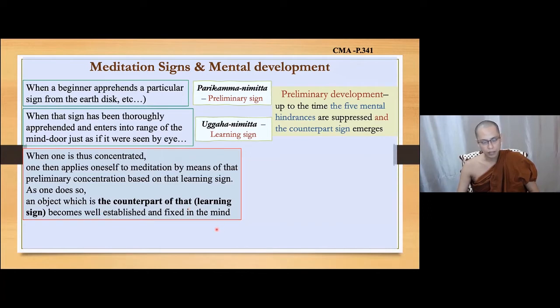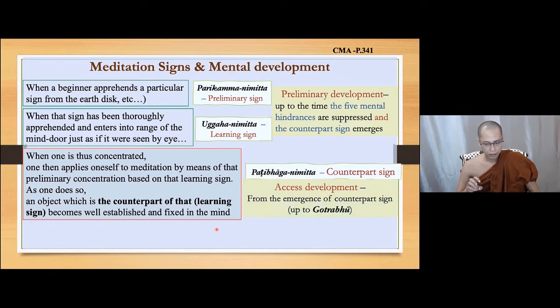When the counterpart sign arises, the consciousness of the mental process taking the counterpart sign arises, focusing on the counterpart sign again and again. That level is called the access development. So when the counterpart sign arises, it starts the access development. From the emergence of the counterpart sign up to the Gotrabhu moment, this is called the Patibhaga Nimitta.